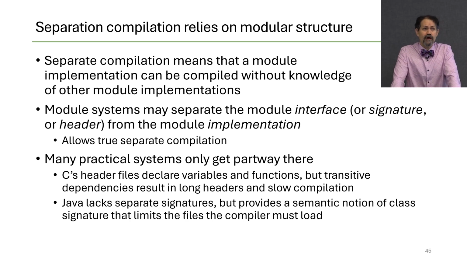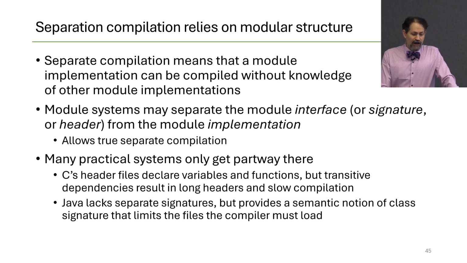This allows true separate compilation because you can compile the implementation of a module just looking at the signature of other modules. This is efficient because the signature contains typing information about those modules, so we can type check the module that we're compiling right now based on signatures of other modules. And it also contains enough information to know how to generate code to call functions from those other modules.